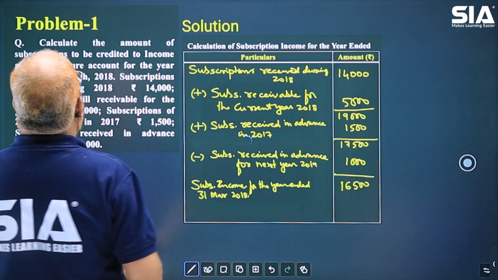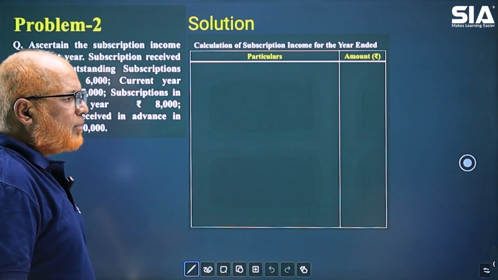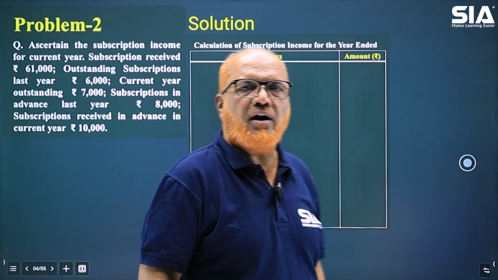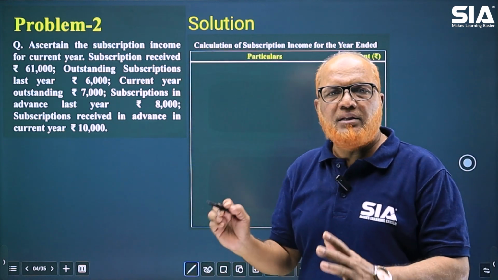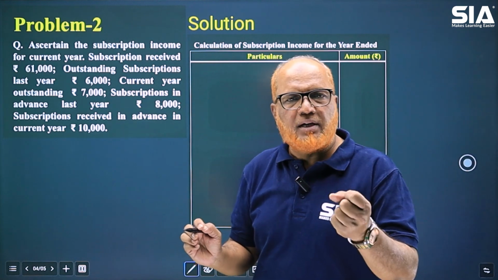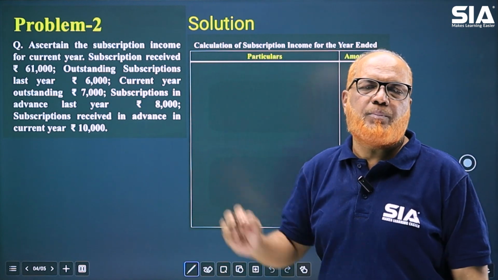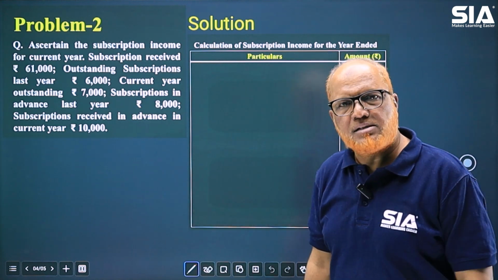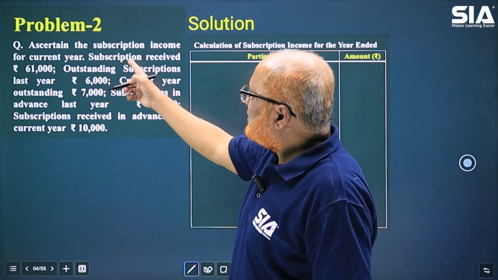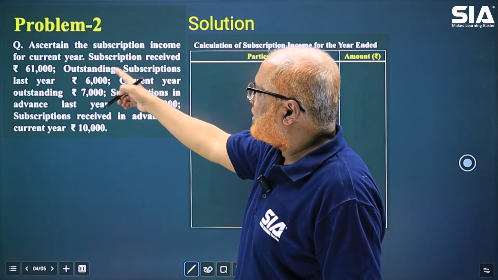Next. One more problem we'll solve on finding out the subscription, just like the previous problem. By doing these two problems, definitely you will get complete command on this topic. The complete concept clarity will be there regarding subscription. Now, ascertain the subscription income for the current year.